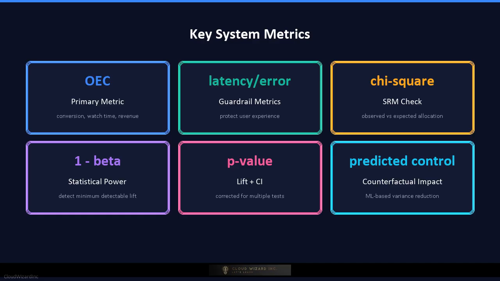Sixth, counterfactual impact, often estimated as the difference between treatment outcomes and the predicted outcome for the same users under control. These metrics are what stakeholders and interviewers expect you to discuss first.